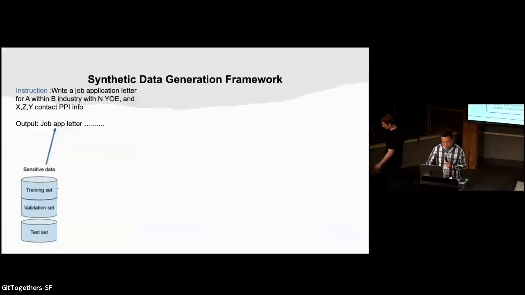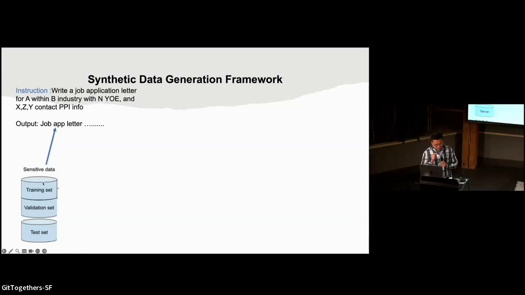Hello, everyone. I'll give you a high-level overview of our synthetic data generation pipeline. We may have some private sensitive data, let's say for a job application use case. The training data has lots of PII data, such as their name, their industry, their years of experience, contact information, where they live, and potentially their email address.